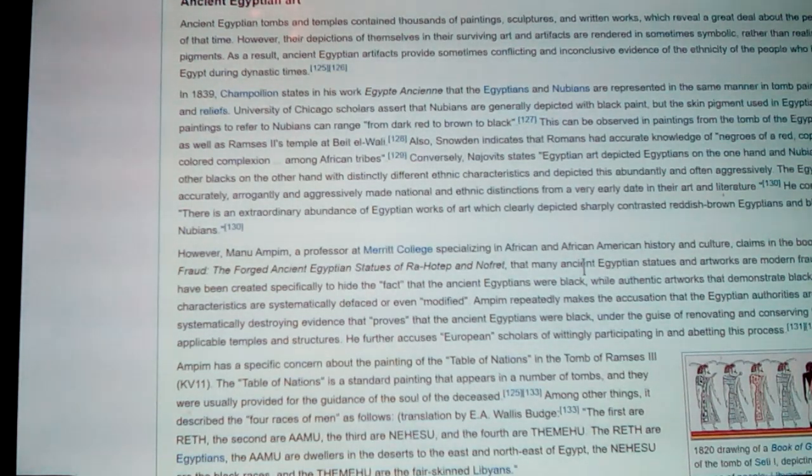Let's continue. Conversely, Neovitz states Egyptian art depicted Egyptians on one hand and Nubians and other blacks on the other hand, with distinctly different ethnic characteristics, and depicted this abundantly and often aggressively. And I agree, it shows a bulbous forehead, prognathic jaw, Negroid nose, larger lips sticking out, almost an exaggerated state. But then again, these people were also doing this exaggerated state of everybody kind of looks like this one look that they would do. Even in all the statues, you see it, but for the rare few occurrences where they didn't do so, not Akhenaten, that's kind of a weird horse face.